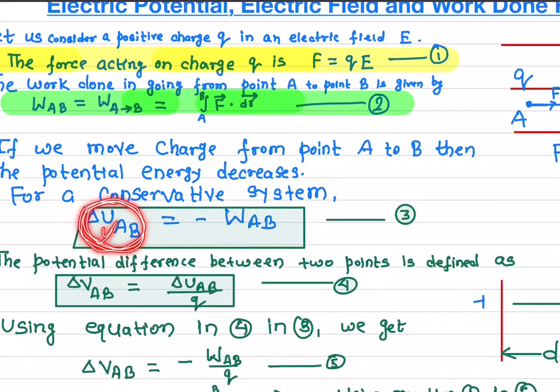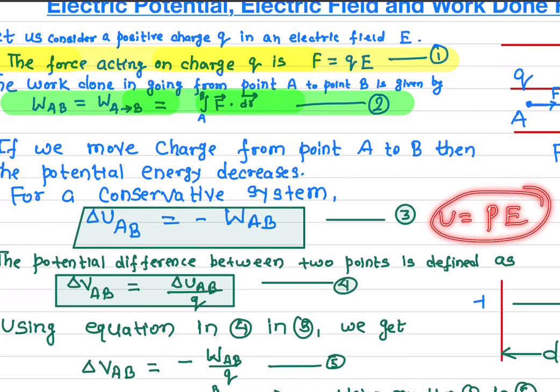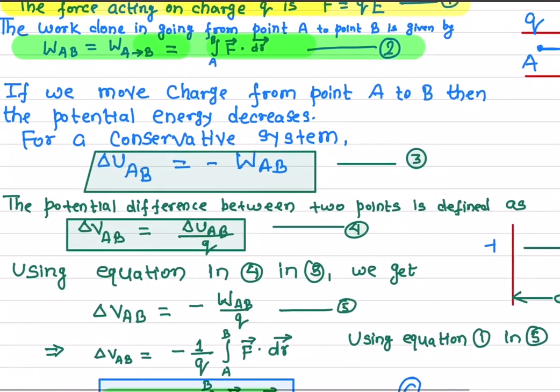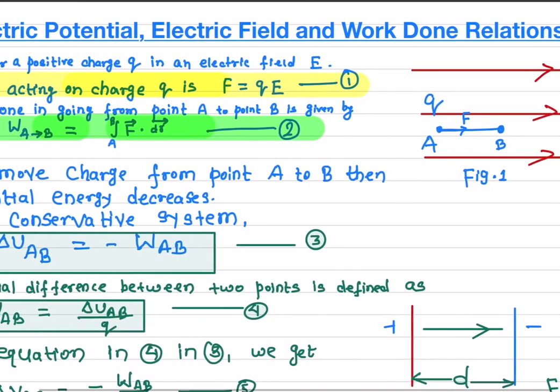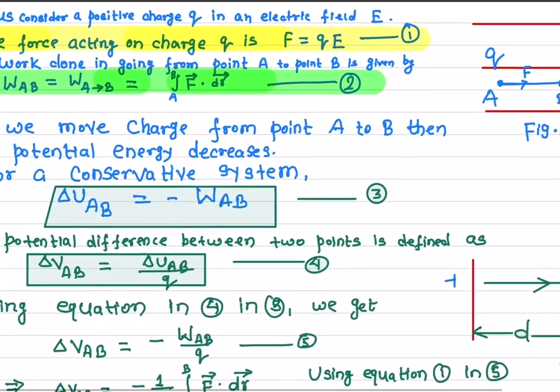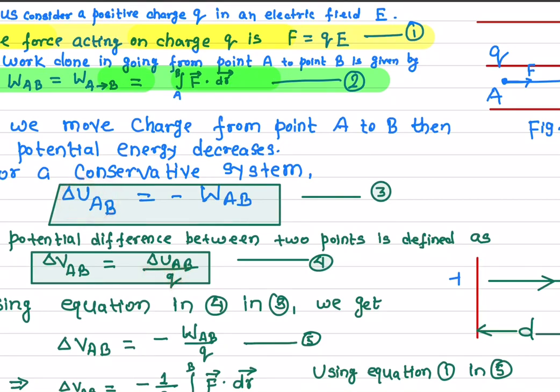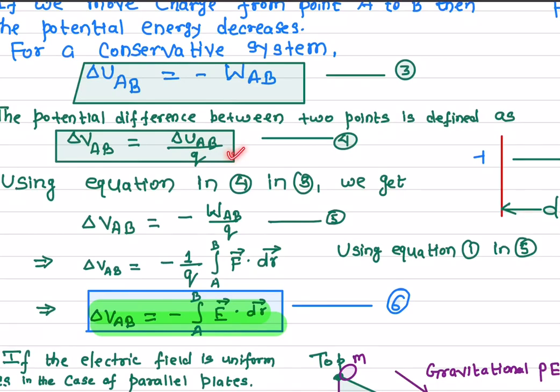And in a conservative system, the change in the potential energy, U stands for the potential energy. Let me write down PE, potential energy. For a conservative system, the change in potential energy is equal to the negative of the work done. Okay. So now we're going to define the potential difference between these 2 points, point A and point B. The potential difference is defined as how much the potential energy changes divided by the charge. So if you have calculated how much the potential energy has changed, and you divide that by the charge you're moving, that gives you the potential difference.